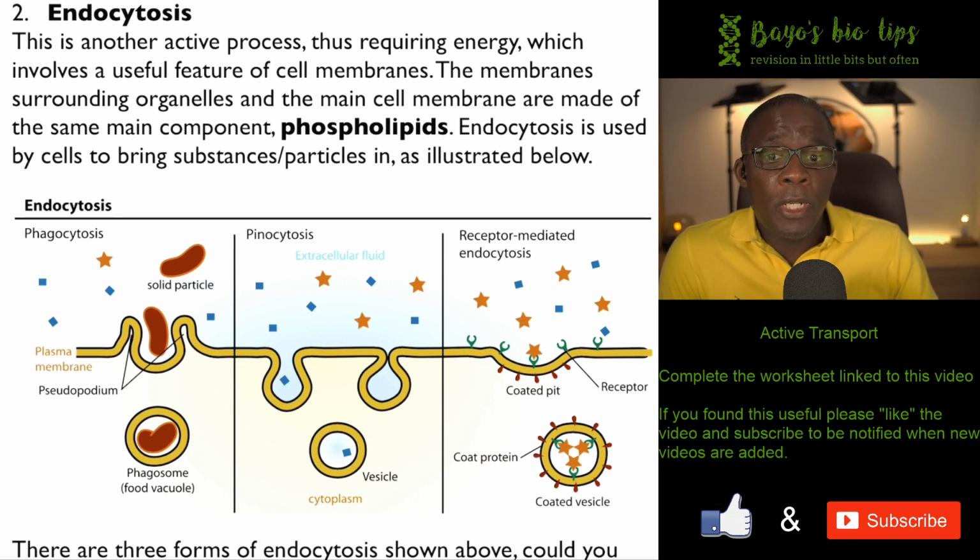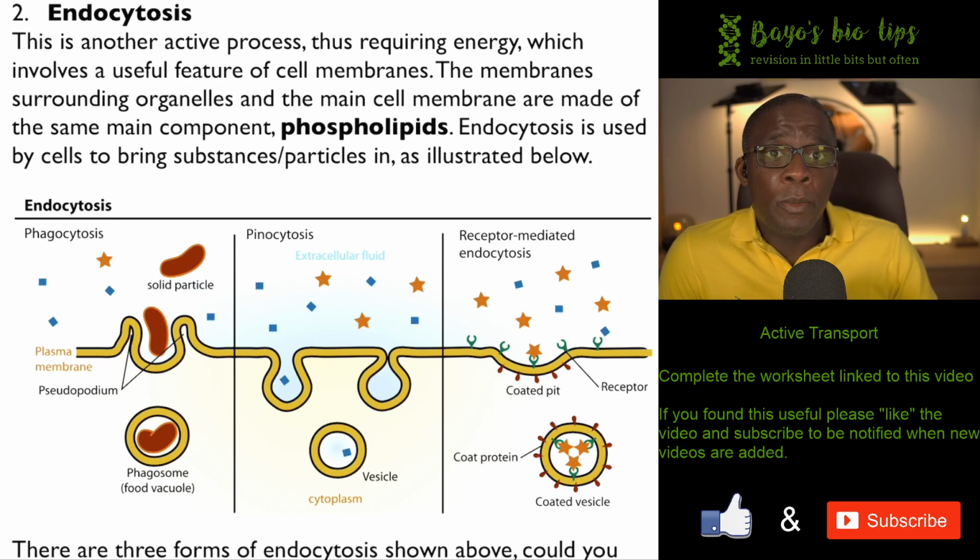Another example is pinocytosis, which is where a cell takes in some of the surrounding liquid around it. It takes in everything that's dissolved in that surrounding liquid, and then it's able to make use of whatever it needs from that surrounding liquid. And then finally, in this diagram, you've got receptor-mediated endocytosis.